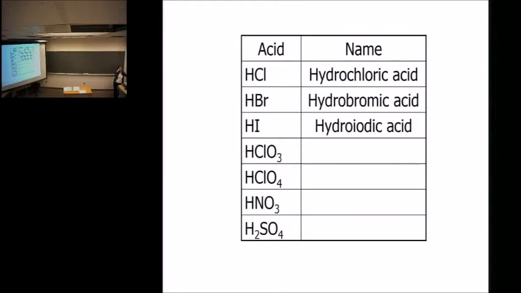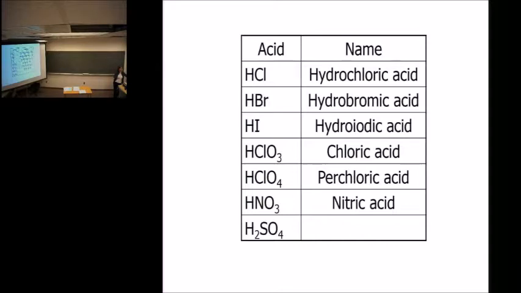Chloric. No hydro. Perfect. Chloric acid. Excellent. Next one. Perchloric. Oh, you guys are knowing these. Oh, exciting. Next one. Nitric acid. Very good. And last one. Sulfuric. Wonderful. Perfect. Yay. Okay, you need to know the names of these acids, as always, but you need to know the 7 strong acids.